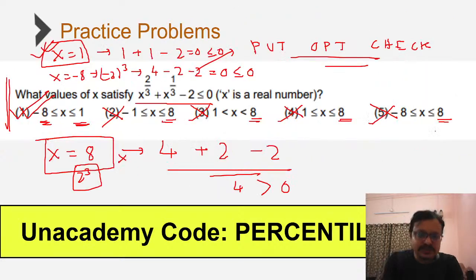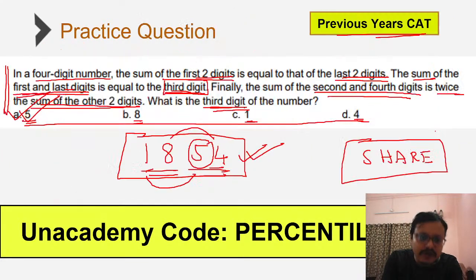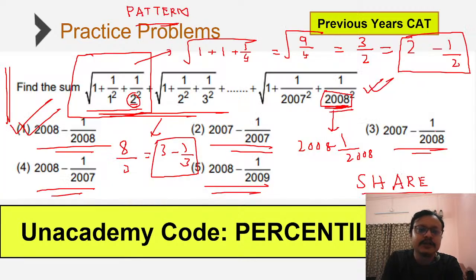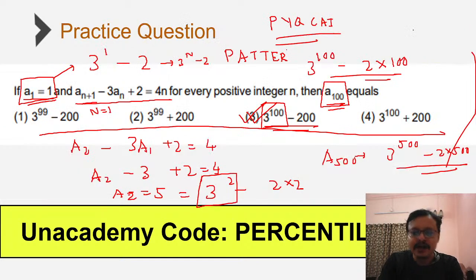So as you can see, in maximum questions, by simply putting values from the options, by simply utilizing the options, and by observing patterns, you can mark the answers. And this is the core essence of this entire approach.